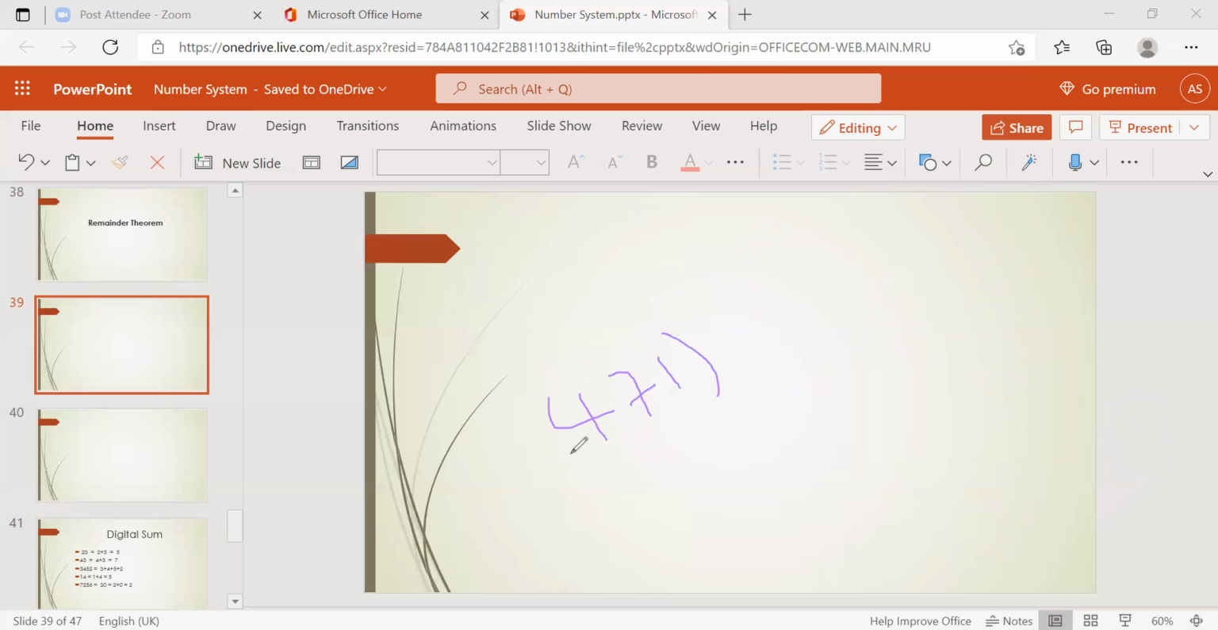471 power 344 by 118. See how we can write this one. Try to solve this one. Try it.